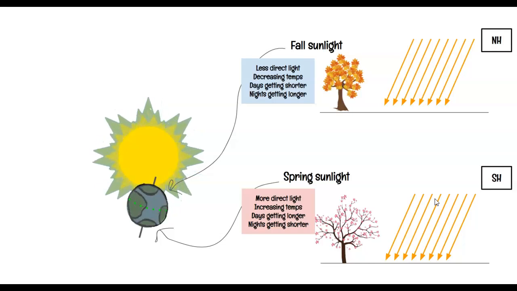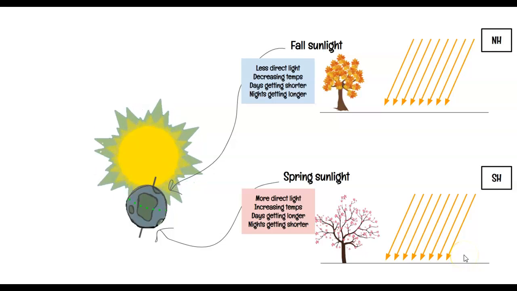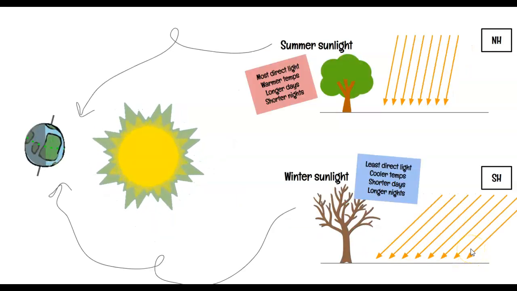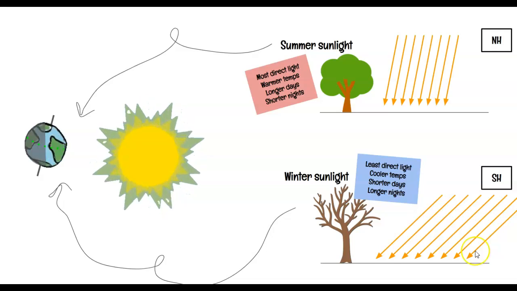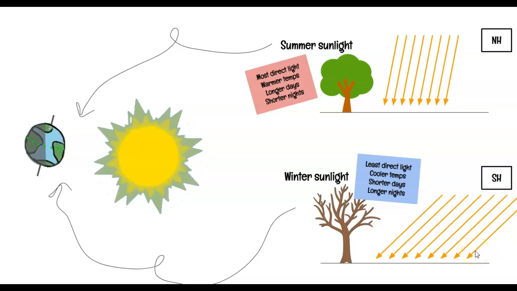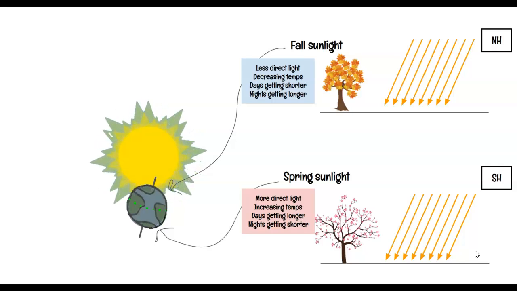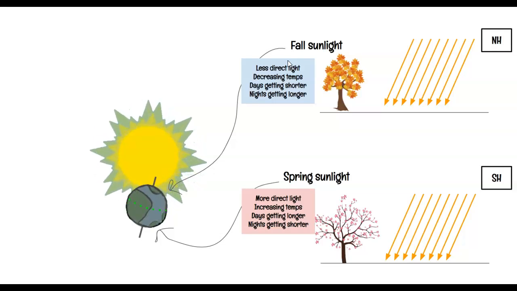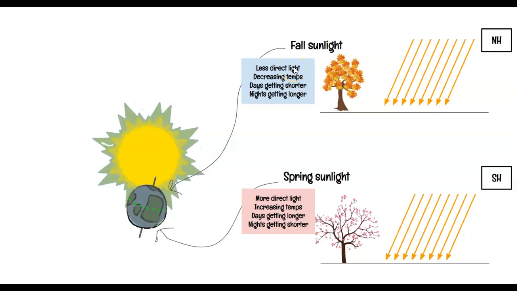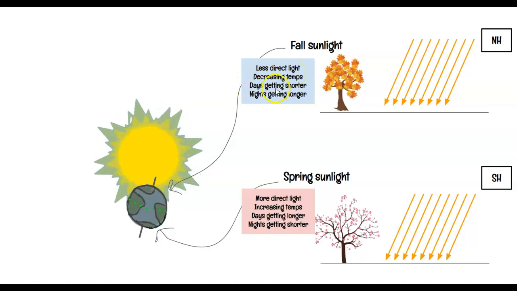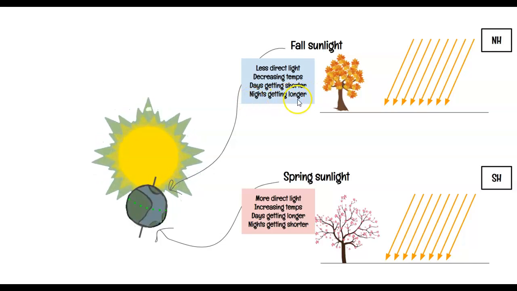Whenever it hits fall, the angles for fall and spring are actually a little more even. Whereas with summer they were more exaggerated, as we move to fall and spring, they're going to kind of meet in the middle. And depending on which hemisphere you're in, if it's fall, you'll get less direct light than what you had before, which will lead to decreasing temperatures over the season, which means your days are getting shorter because the sun is moving lower in the sky, and your nights will be getting longer.